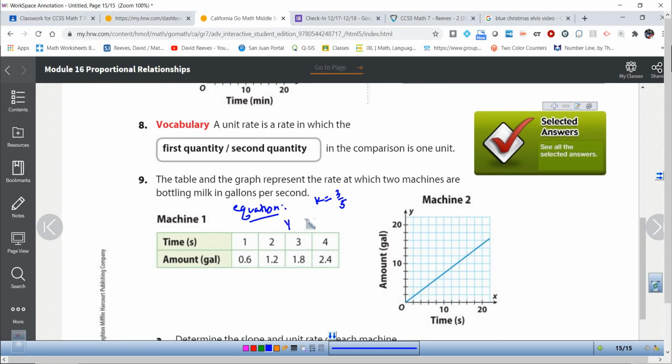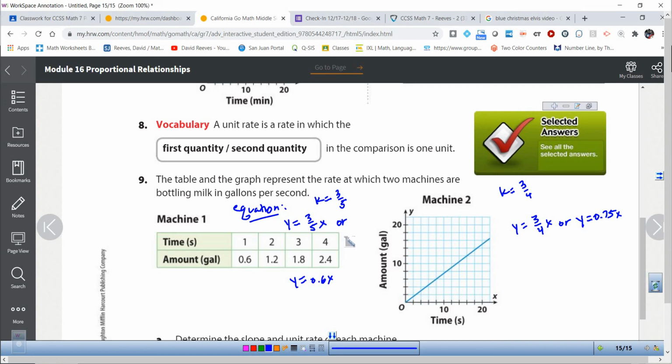So the equation for machine 1 is y equals 3/5 x, or if you wrote it as a decimal, y equals 0.6x. For machine 2, do you remember what that slope or unit rate or constant of proportionality turned out to be? It was 3/4, right? So the equation for machine 2 is y equals 3/4 x, or if you prefer as a decimal, y equals 0.75x. There we go.